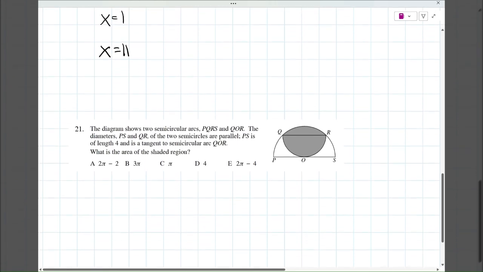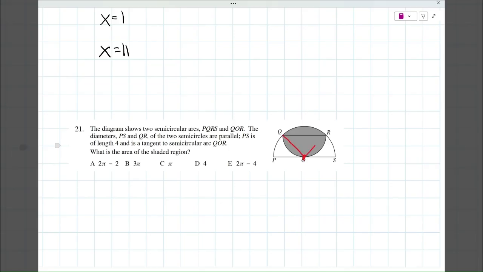This one, more circles, and as I've said in previous videos, the best thing you can do with a circle is take the center. In this case, the center of this semicircle is at O, and then draw in some radii. Think, what do we know about that? We are told that PS is length 4. Remember that, of course, all radii are equal.